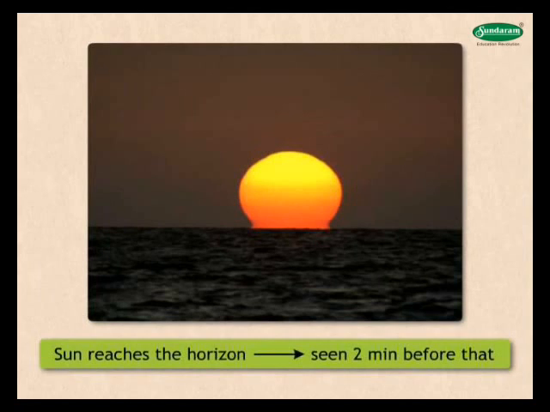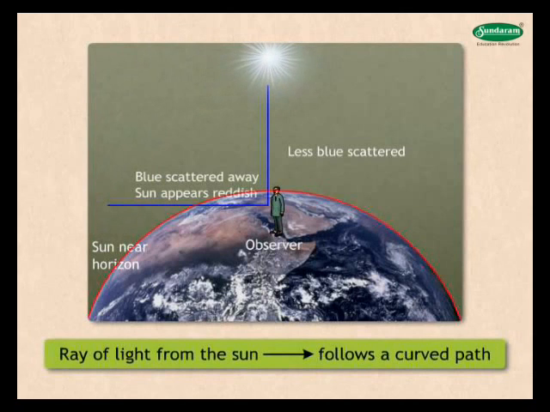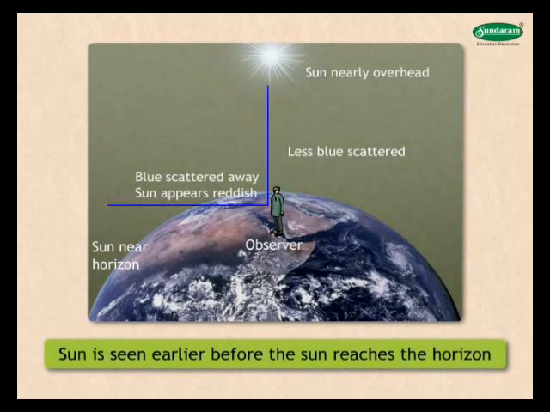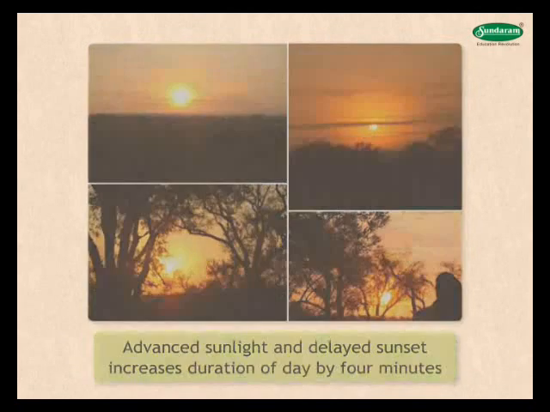The observer should see the sun when it reaches the horizon, but it is seen 2 minutes before that. As a ray of light from the sun enters the Earth's atmosphere, it follows a curved path due to refraction before reaching the observer. It appears to the observer as if the rays are coming from the position where the sun is seen by the observer. Hence, the sun is seen earlier, before the sun reaches the horizon. Hence, advanced sunrise and delayed sunset increase the duration of day by 4 minutes.